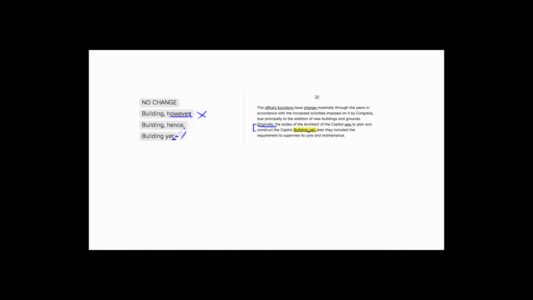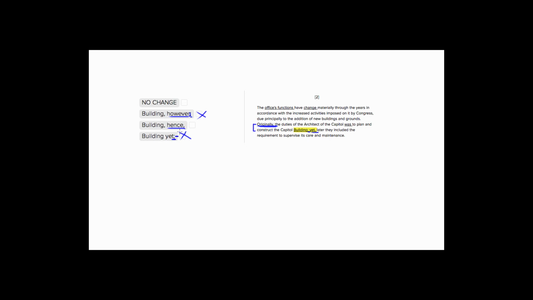So now that we've gotten rid of our semicolon issues, let's look at differences between choices 1 and 3 in order to look for meaning. So choice 1 we have yet as our transition word, and choice 3 we have hence. So it's kind of like a so. So let's look at our sentence. It says originally, so I'm going to pay attention to this because it's going to be a time word and tell us a bit of context. So originally, so to begin with, the duties of this architect of the Capitol were to plan and construct the Capitol. And then this part is saying later they included the requirement to supervise its care and maintenance.